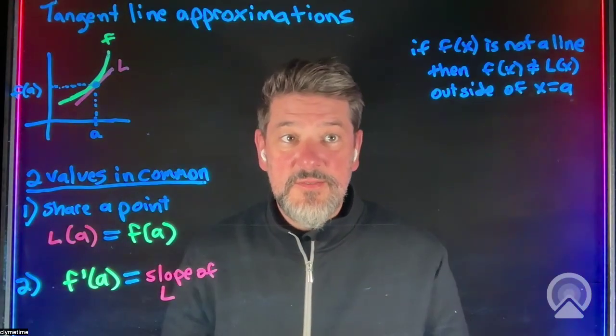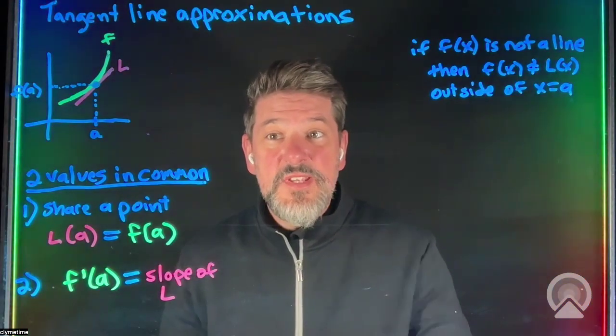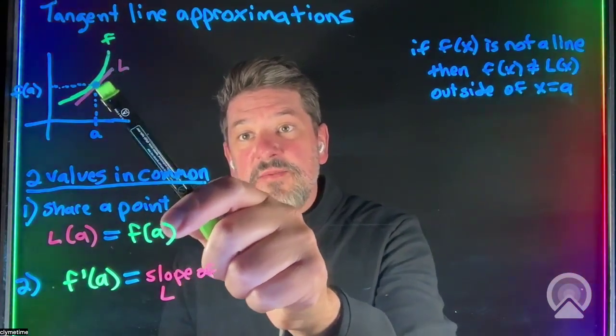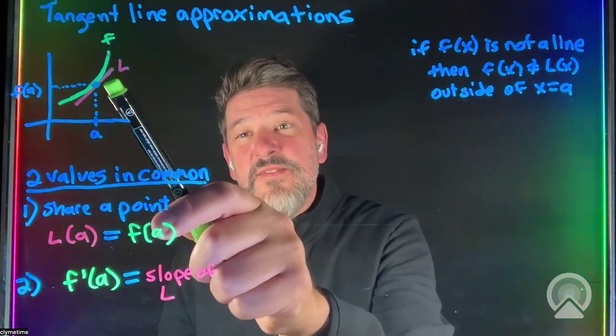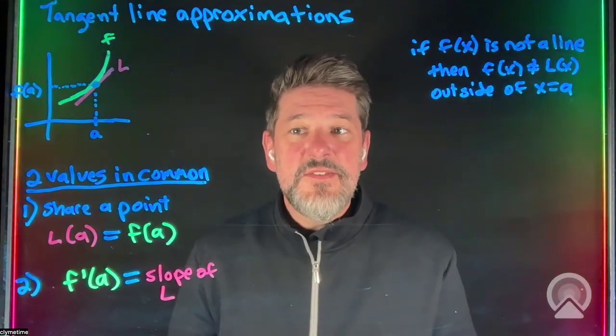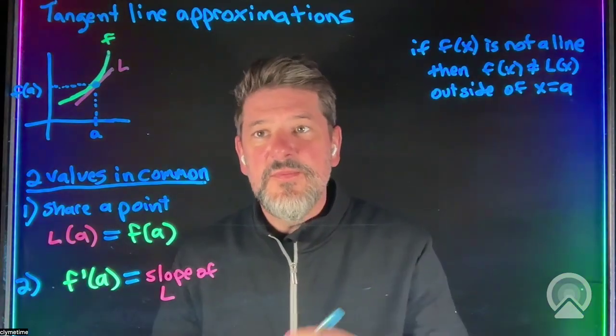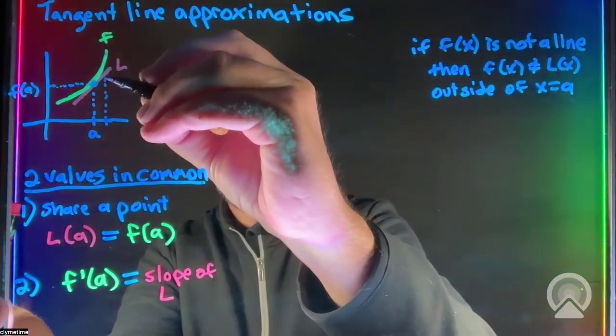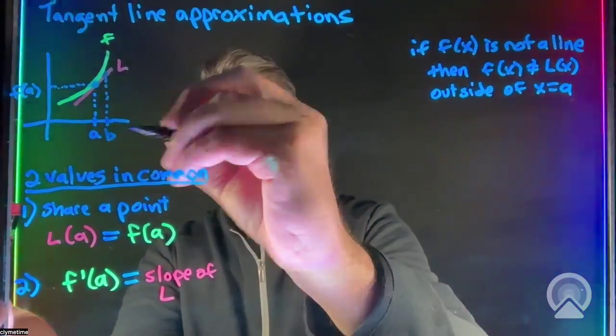However, with that said, as we get closer and closer to A on the pink graph, the y value will be very similar to the y value on F. So they will be kind of close to each other. So let's do another example. We'll call this B. And so we'll say this is B here.